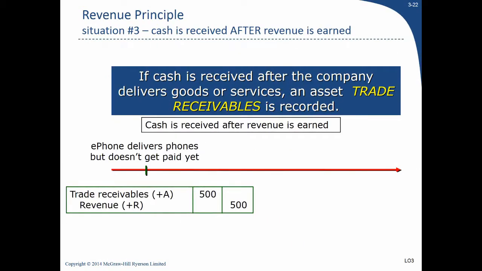And the third, and that's the one you're familiar with, is where we recognize revenue today, but we haven't yet received the cash. So in this case, ePhone, so this is situation 3. In this case, the example is ePhone delivers phones but doesn't get paid yet. Think of if the squash pro had provided me with 3 lessons and I still haven't paid him. Every time he gives me a lesson, he's going to record revenue of $50, credit, debit accounts receivable for $50. And it's going to accumulate until I pay him in cash.